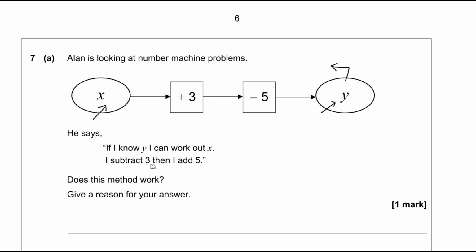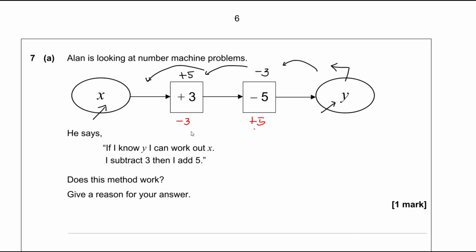I subtract 3, then I add 5. So if he subtracts 3 and then adds 5, because the direction will go that way and then that way, it gives you the information of the input. Does this work? Give a reason for your answer. Yes, I think it will be fine, because if you take away 3 and then you add 5, that will give you x. It doesn't matter if minus 3 is actually here and add 5 should be here, because taking away and adding numbers can be done in different orders.